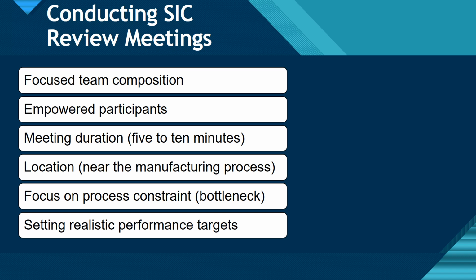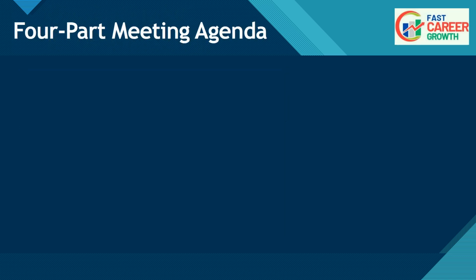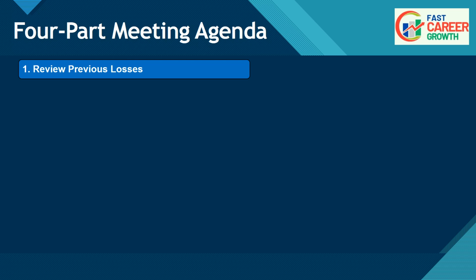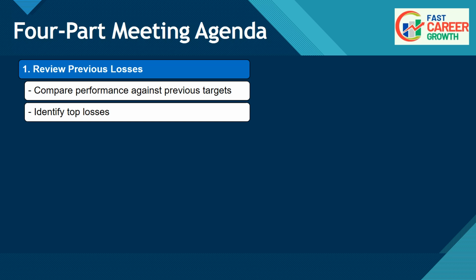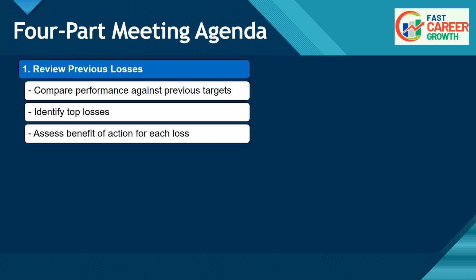Sets realistic 4-part meeting agenda. 1. Review previous losses. Compare performance against previous targets. Identify top losses. Assess benefit of action for each loss.